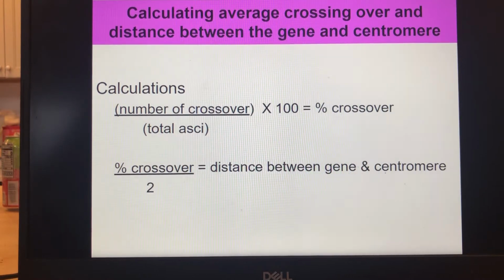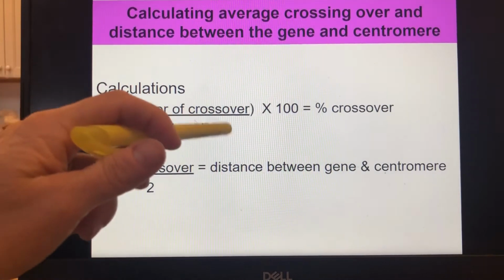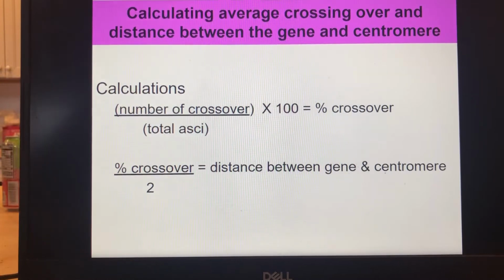You're going to need to do the number of crossovers that you observed over the total asci that you observed, the total number of spores. Does that make sense? And then you multiply that by 100, and that's going to be your percent crossover, okay?